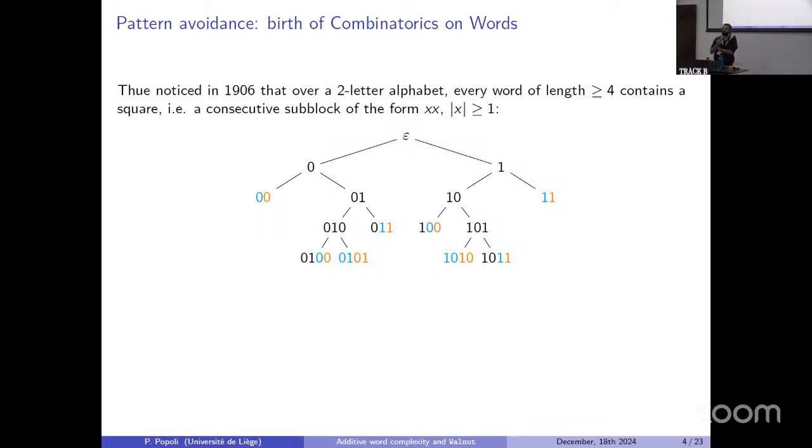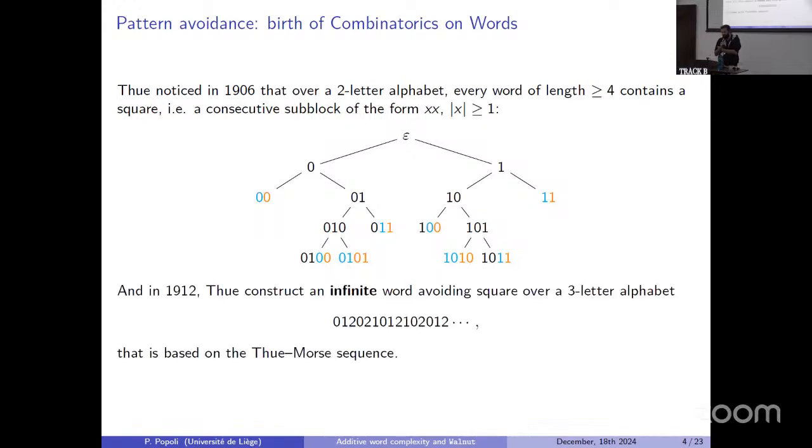So this is done simply by this tree. And after this, he constructs an infinite word avoiding squares over a three-letter alphabet. And we will see some properties of this word later. So this is called the variant of Thue-Morse's word.